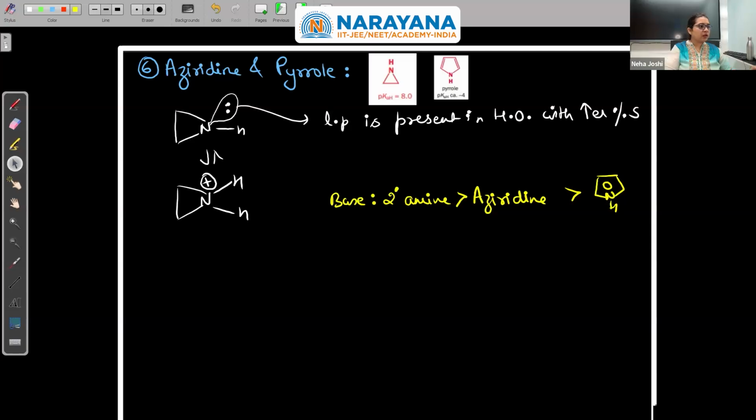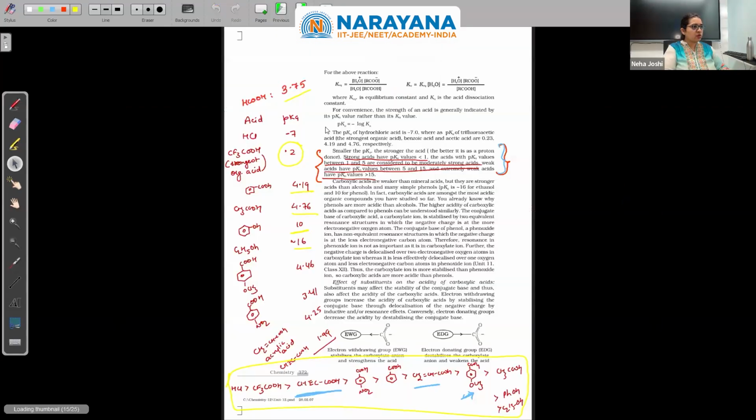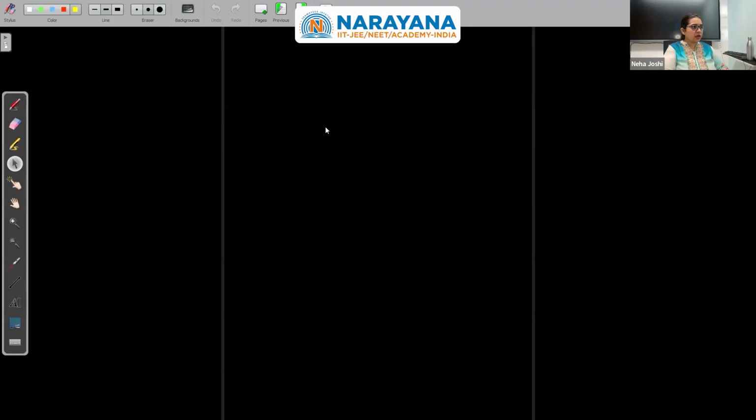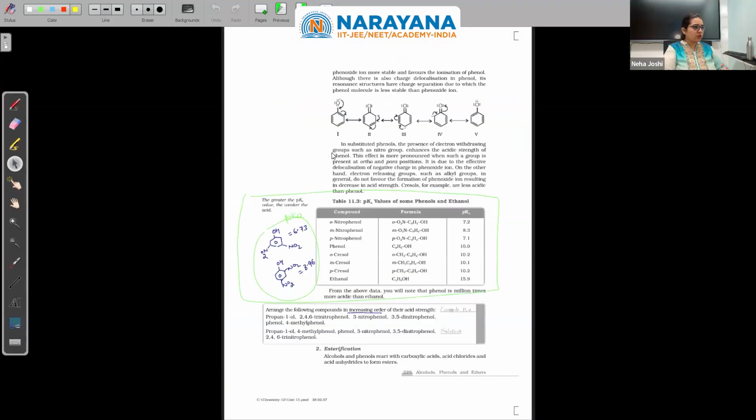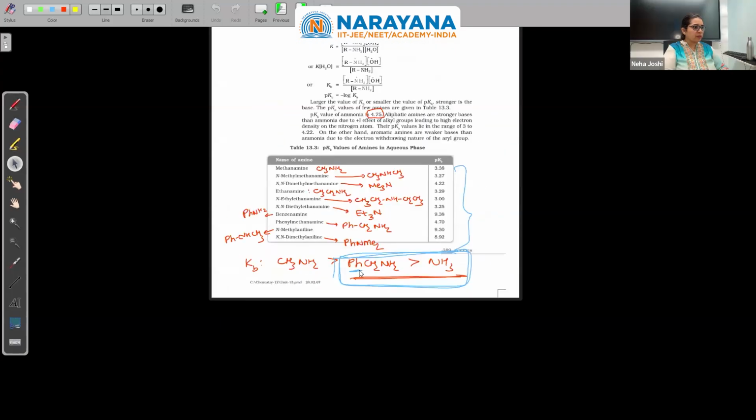So coming back to what we were doing, basicity wise I think we are done, but there is one more thing from NCERT that I want to discuss. So I'll go back to the NCERT.